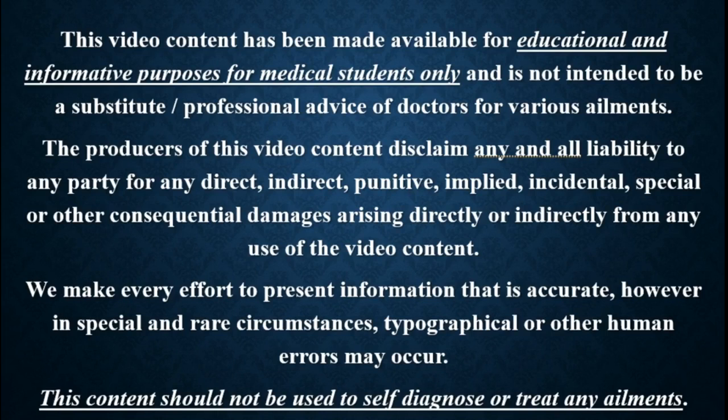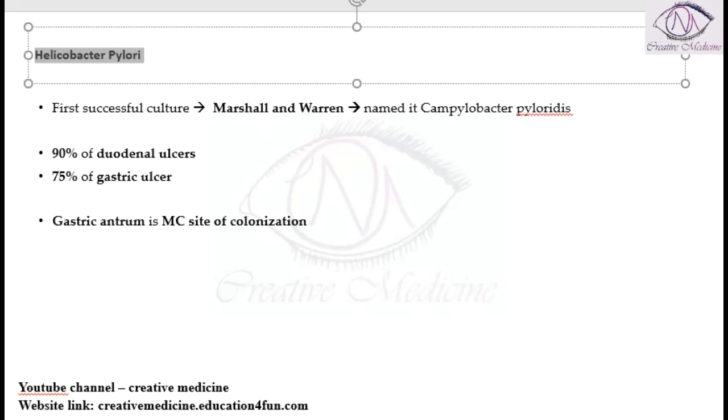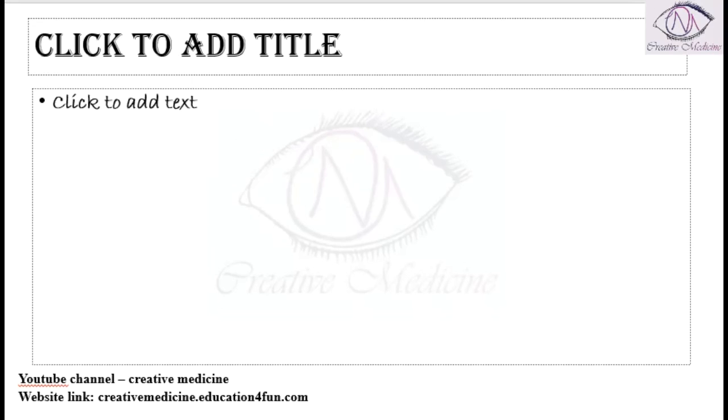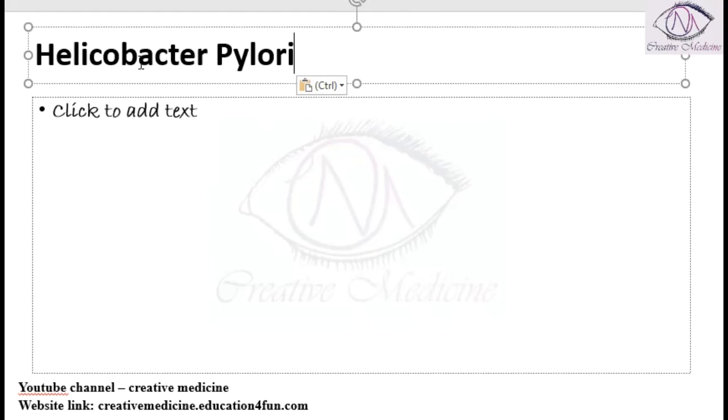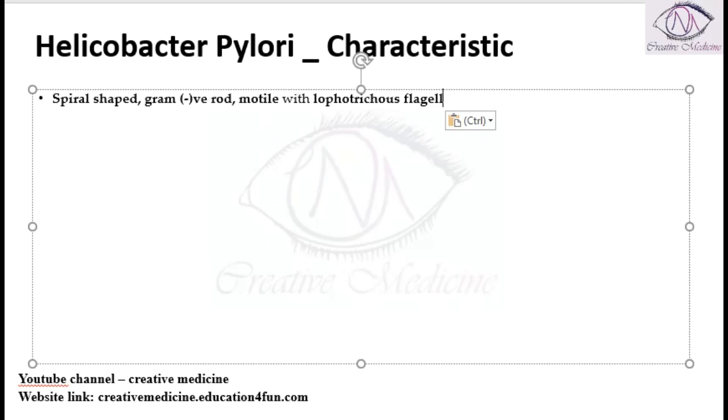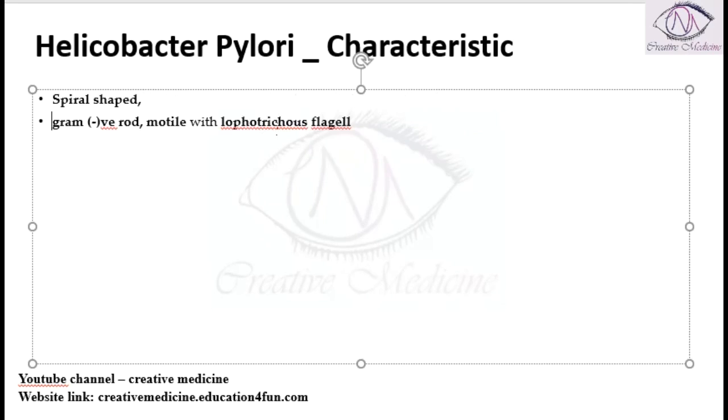In this lecture, we will learn about Helicobacter pylori. If you see the characteristic features of Helicobacter pylori, it is a spiral shaped gram negative rod, and it is motile with one lophotrichous flagella.